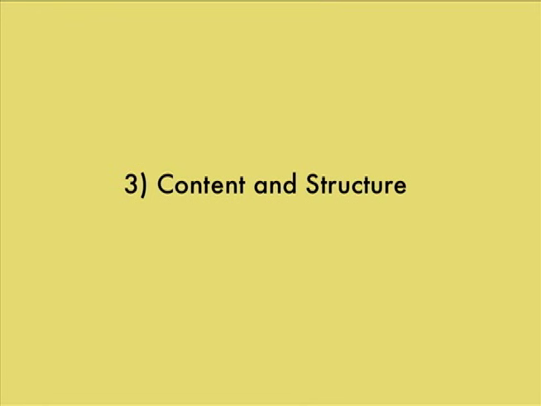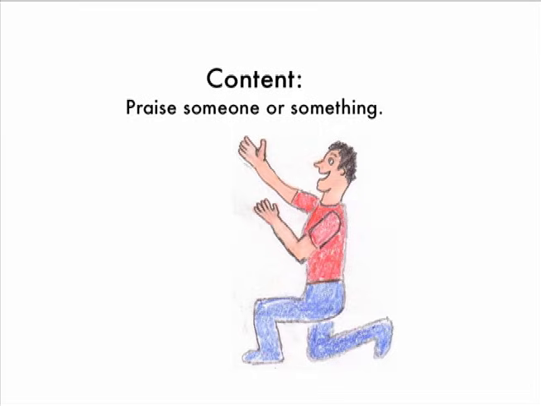Last, the content and the structure. Now, not all teachers will require this, but the sonnet was originally a poem designed to praise someone or something. The sonnet wasn't originally for telling a story or just vaguely expressing your feelings. It was for praise or adoration. George Herbert praised God. John Keats famously praised his girlfriend, Fanny Brawne. Elizabeth Barrett Browning praised her husband.